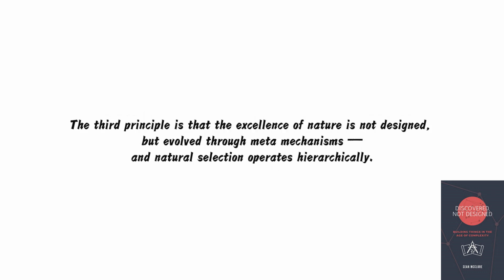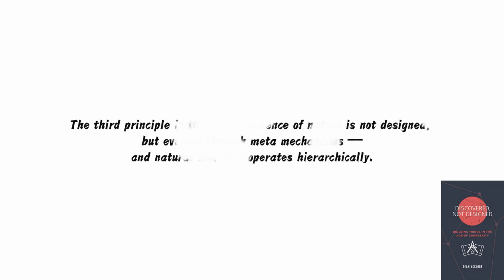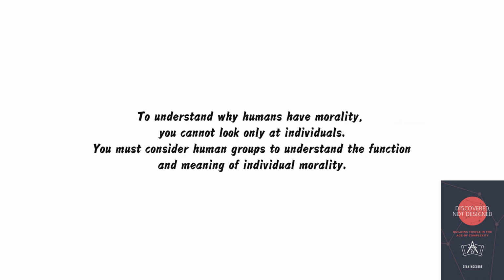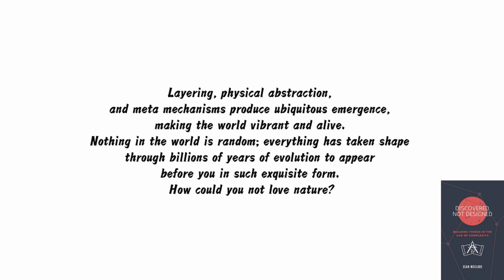The third principle is that the excellence of nature is not designed, but evolved through meta-mechanisms. And natural selection operates hierarchically. To understand why humans have morality, you cannot look only at individuals. You must consider human groups to understand the function and meaning of individual morality. Layering, physical abstraction, and meta-mechanisms produce ubiquitous emergence, making the world vibrant and alive. Nothing in the world is random. Everything has taken shape through billions of years of evolution to appear before you in such exquisite form. How could you not love nature?